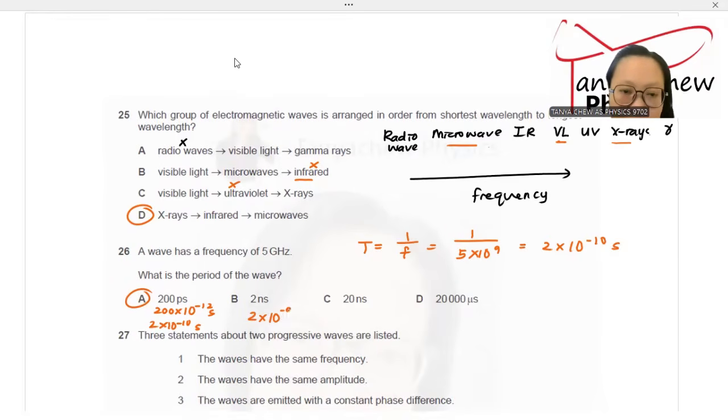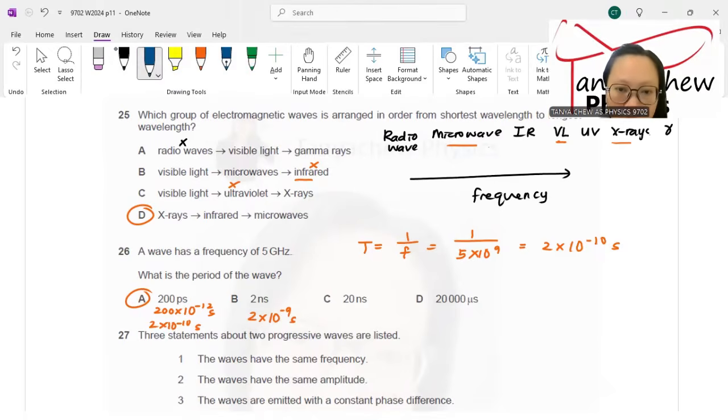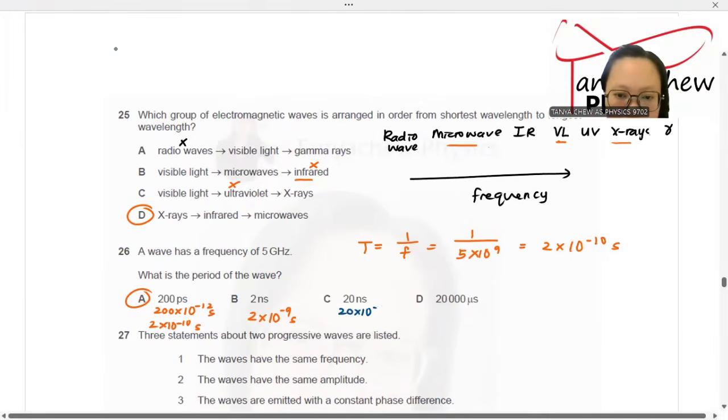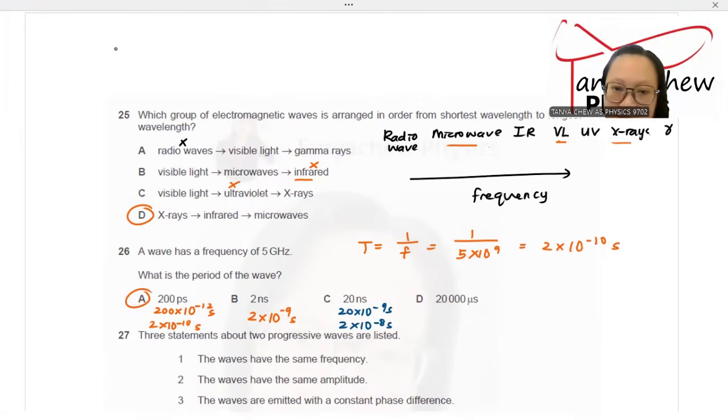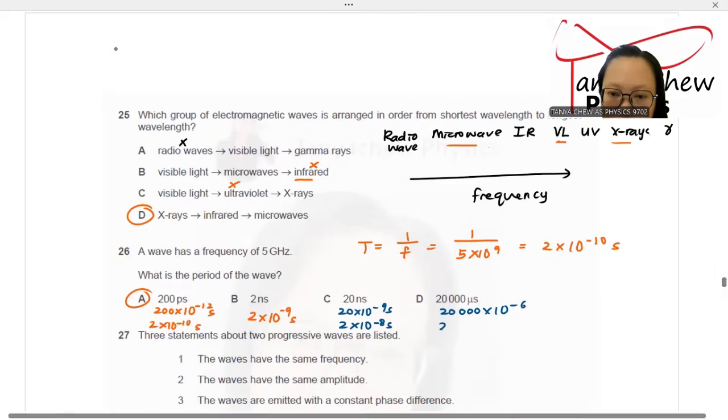B is 2 times 10 to the power negative 9 seconds, so definitely it's not the answer. C, 20 nanosecond, 20 times 10 to the power negative 9 seconds, so it is 2 times 10 to the power negative 8 seconds, definitely wrong. D, 20,000 micro. Micro is 10 to the power negative 6. 6, 5, 4, 3, 2. So it is 2 times 10 to the power of negative 2 seconds. This is also wrong. A is the answer.